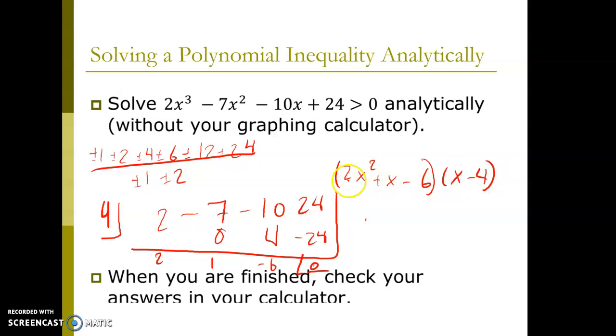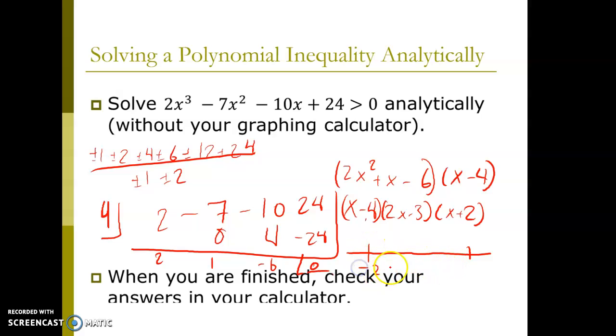And again, once we get to this part here, we should be able to factor this quadratic out. And it factors out to x minus 4 times 2x minus 3 times x plus 2. And then from there we can make our sign chart, because again, when we set all these equal to 0, they're going to be our zeros.